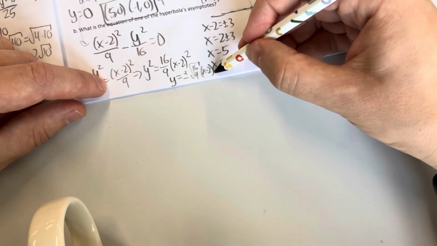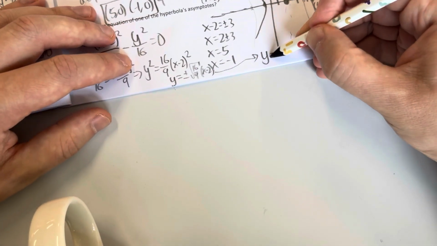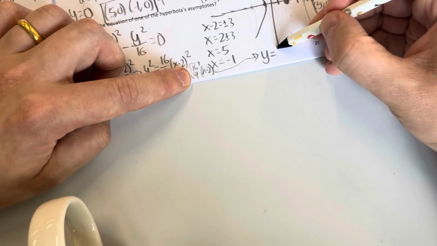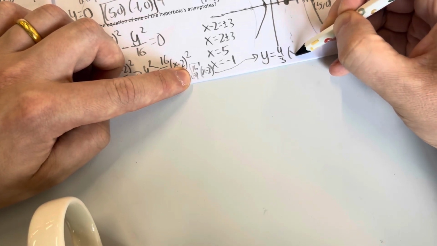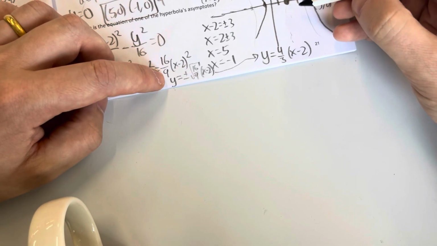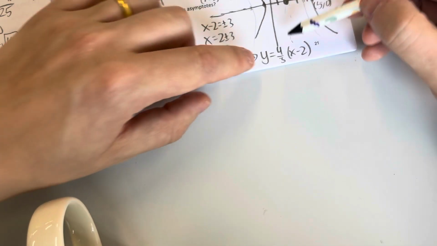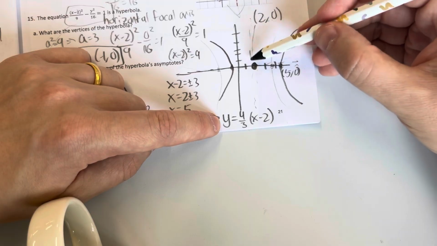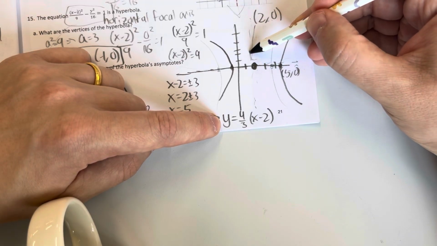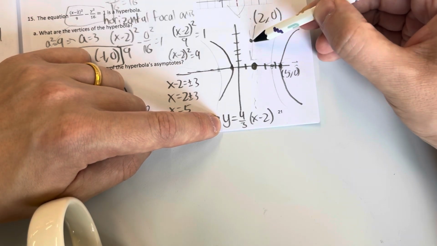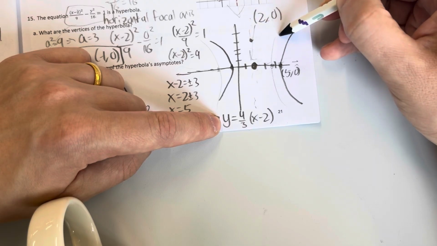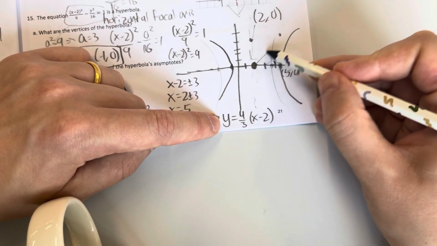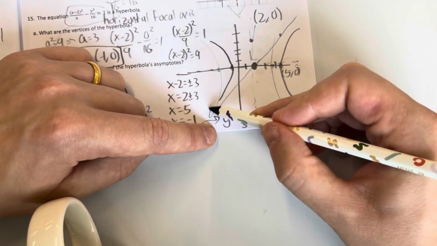It says give one of them. Sure, let's just give one of them. The square root of 16 over 9 is 4/3 times x minus 2. That's one of them. And that is a line through the point 2, 0 with a slope of 4/3. 1, 2, 3, 4. Now, since I didn't draw this to scale, it's not going to look totally right, but it's going to look something like that.